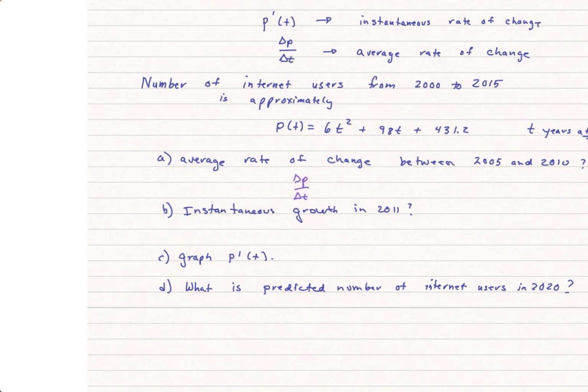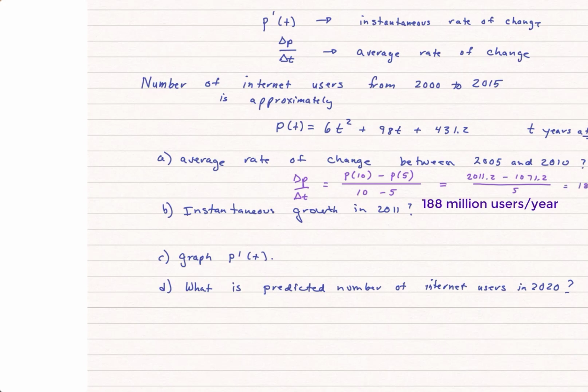To figure this out, I'm just going to use the delta P divided by delta t. The population change, that's the difference between P of 10 minus P of 5. Remember, these are t years after 2000. My delta t is simply 10 minus 5. When I plug 10 into my P of t, I get 2011.2, and then P of 5 is 1071.2. I'll divide that by 5, and I get an average rate of change of 188 million users per year. I neglected to say that P of t is in millions of users.